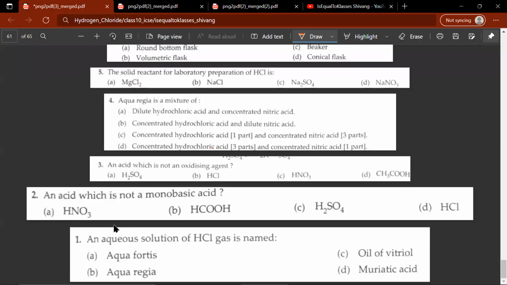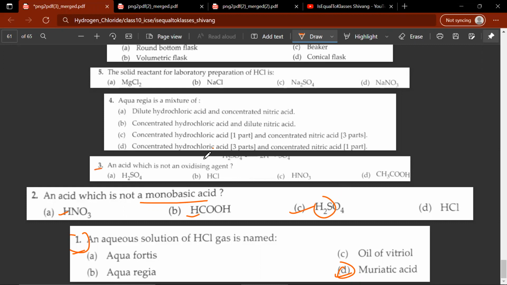So let's start. The first question is, an aqueous solution of HCl is named A, B, C, or D. It would be D, muriatic acid. Second question, an acid which is not a monobasic acid. Monobasic is basically one hydrogen atom in the whole compound. So HNO3 has one hydrogen, HCOOH has one hydrogen, H2SO4 has two hydrogens. So C would be the correct answer.